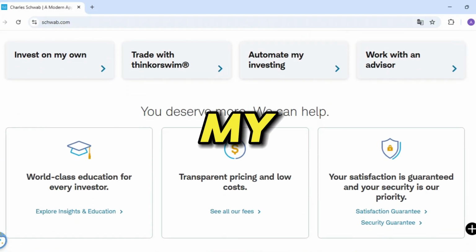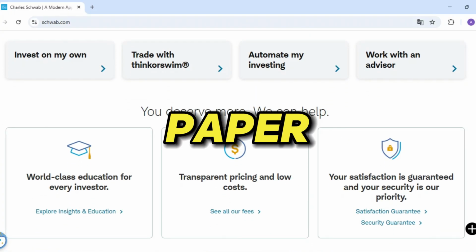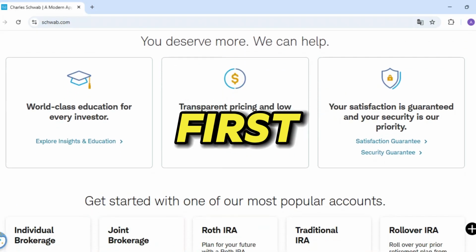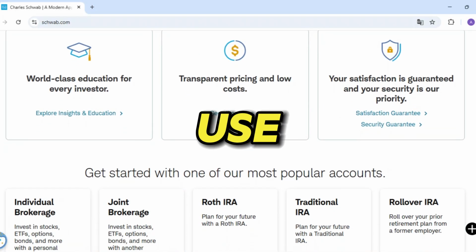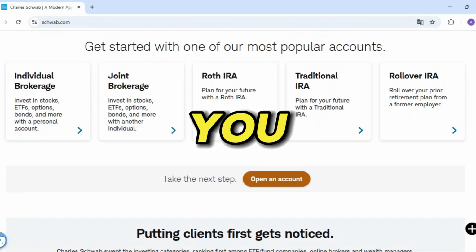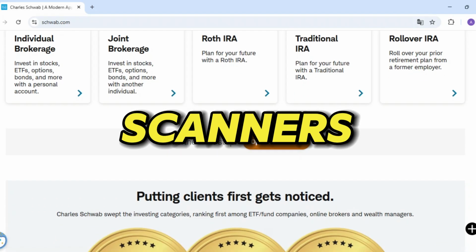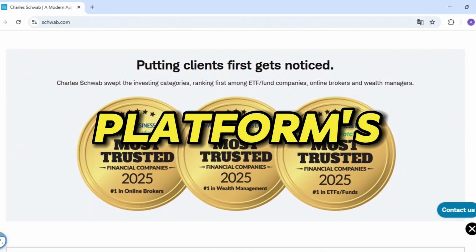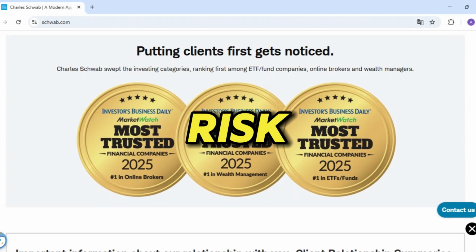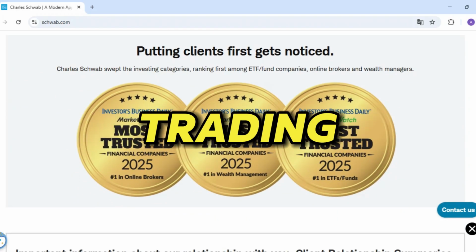logical layout. My crucial pro tip? Use the paper money virtual trading feature first. Before risking real capital, use the built-in simulator. It gives you $200,000 in virtual funds to practice complex strategies, test scanners, and get comfortable with the platform's depth without any financial risk. That's your gateway to institutional-level trading tools.